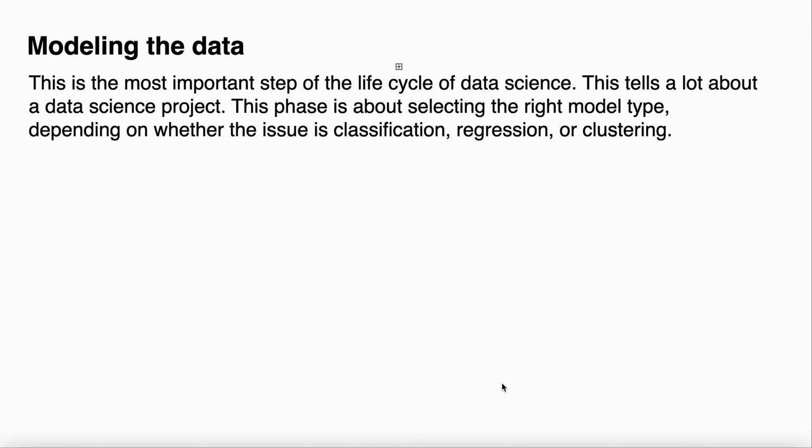Next, modeling the data. Modeling the data is the most important step of the life cycle of data science. This tells a lot about a data science project. This phase is about selecting the right model type depending on whether the issue is classification, regression, or clustering. We'll discuss the modeling types like classification, regression, or clustering in further classes.